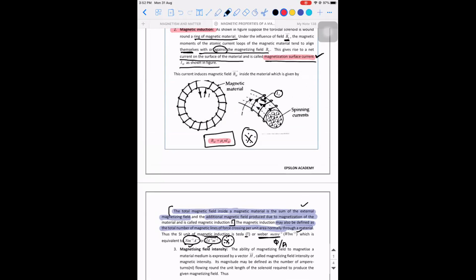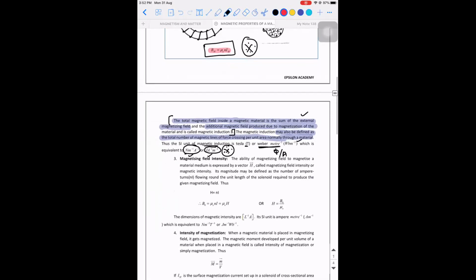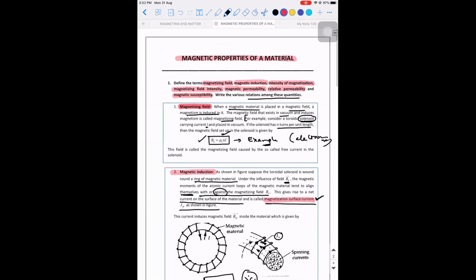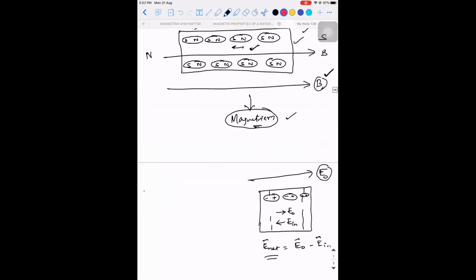So I'm proceeding to the next concept. The next concept is called magnetizing field intensity. Don't get confused between magnetizing field and intensity. It is similar to electric field and its intensity. If you recollect the definition, what does electric field mean? Electric field is a region around a particular charge where you bring another charge, it can experience force.